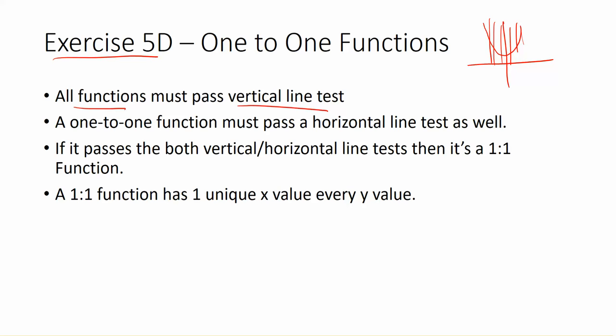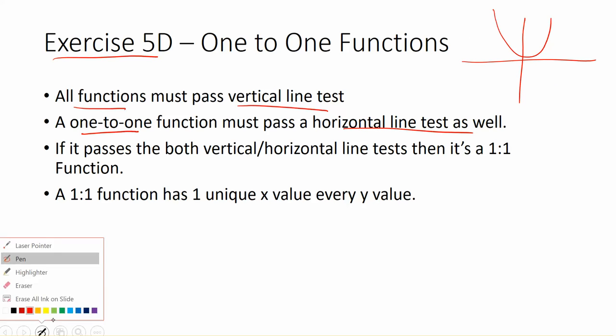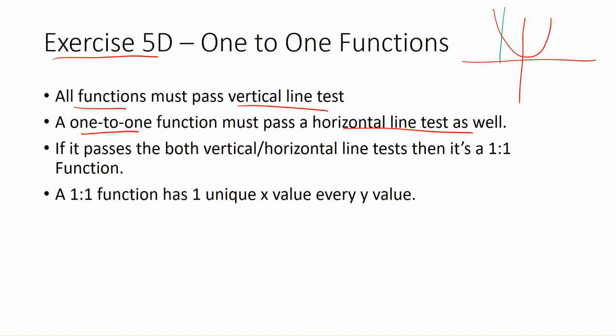Now, we're going to go one step further. If we want a one-to-one function, it must pass something called the horizontal line test. So if I draw the same graph, it may pass the vertical line test, but if I draw a horizontal line, what happens? You can see it crosses the graph twice at some point. So this graph will not be a one-to-one function because it fails the horizontal line test.